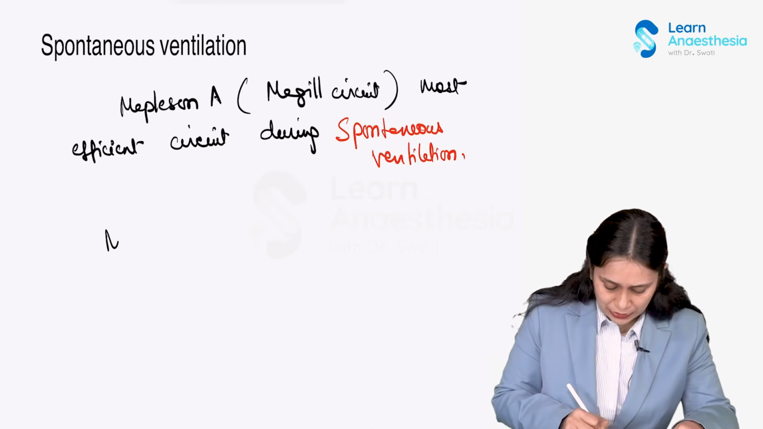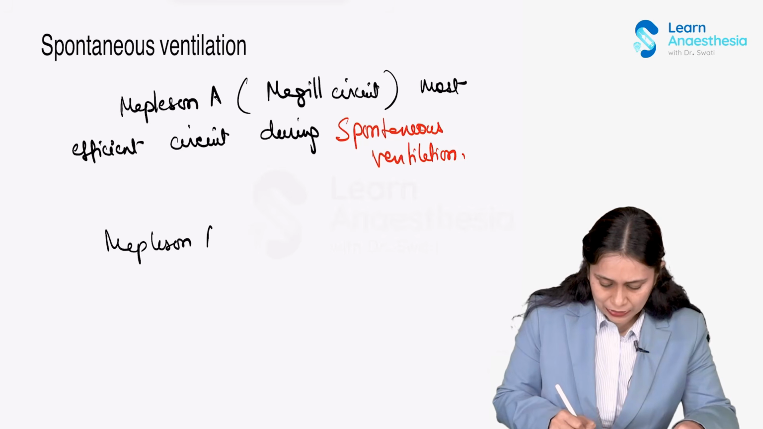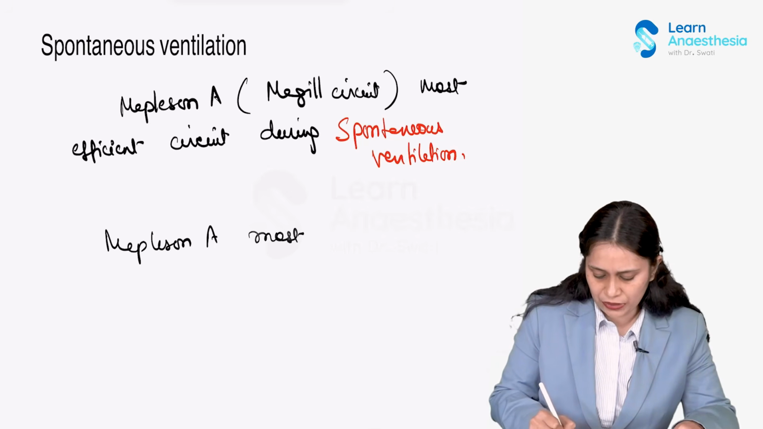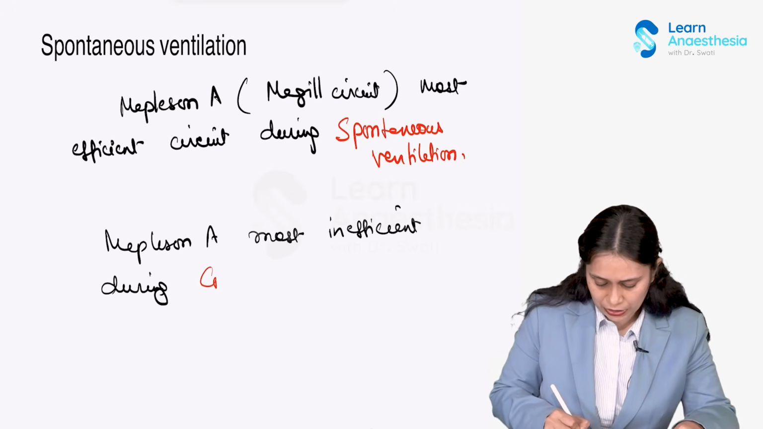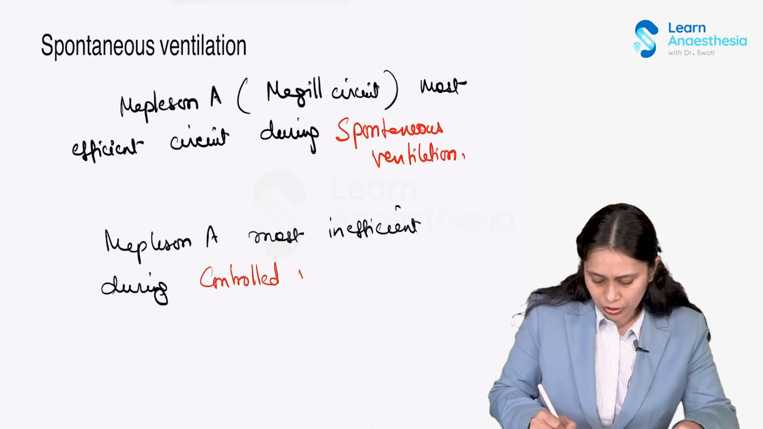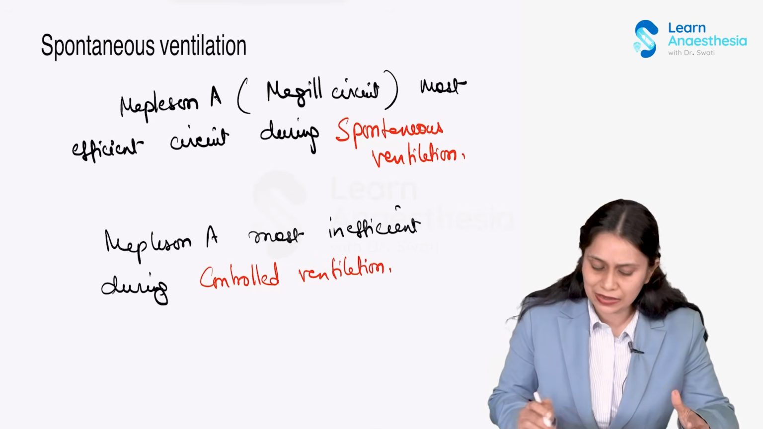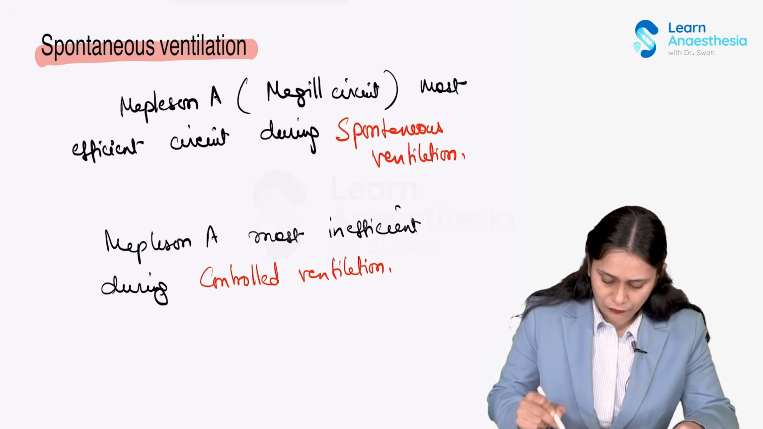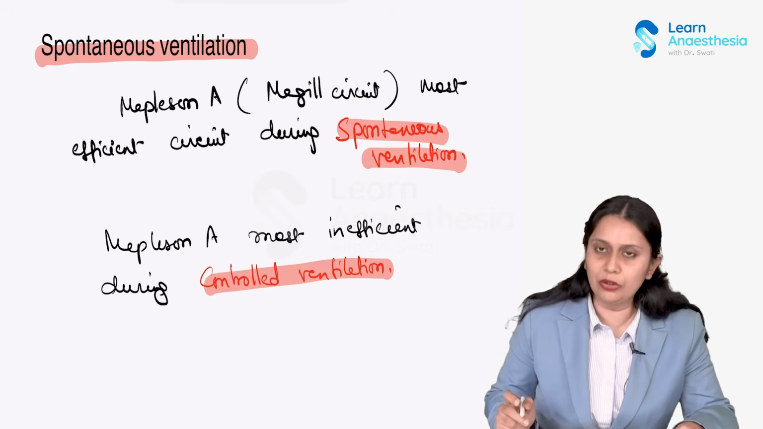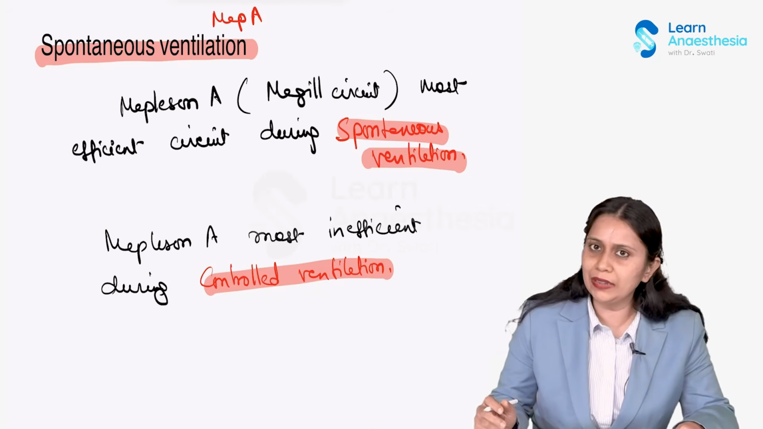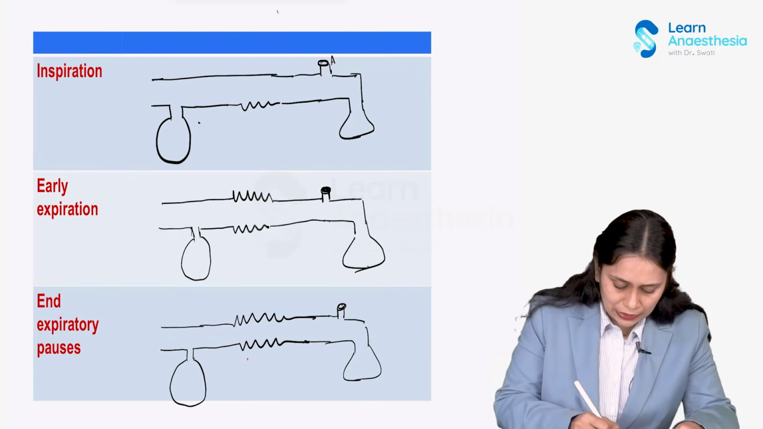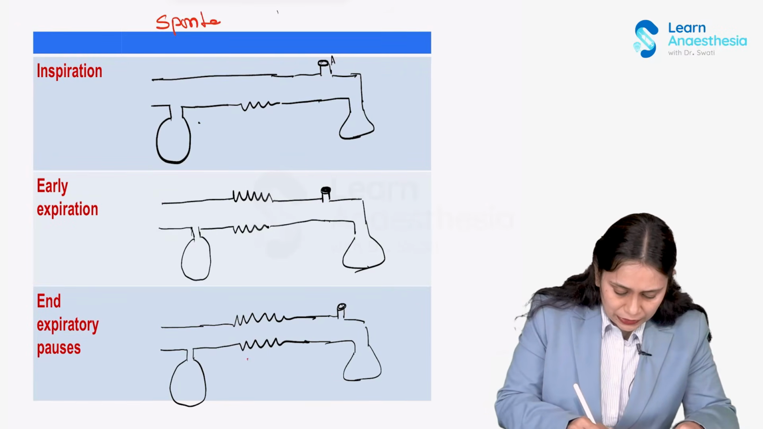And Mapleson A, the Magill circuit, is most inefficient during controlled ventilation. So this is not good for controlled ventilation. Okay. So we will analyze the Mapleson A circuit for both spontaneous and controlled ventilation. Let us first analyze it for spontaneous ventilation.